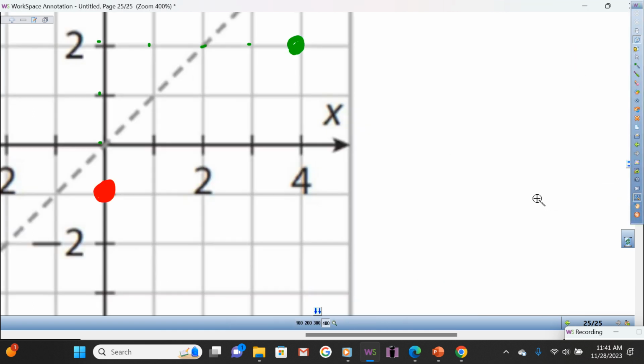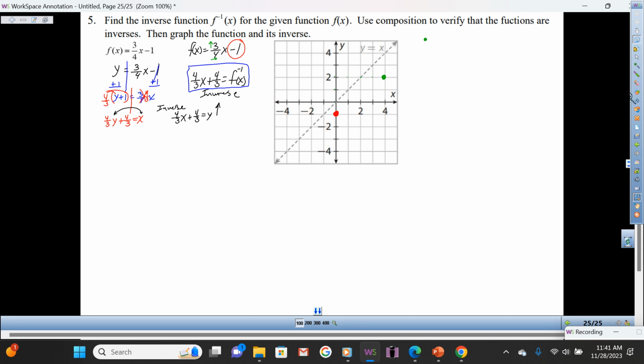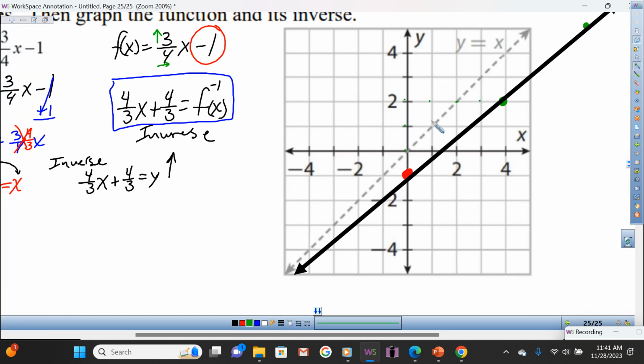All right, let me zoom out. And I'm going to sketch my black line going through those points. There it is. All right, so let me zoom in. So now that we graphed the first one, where do I start for the second one?